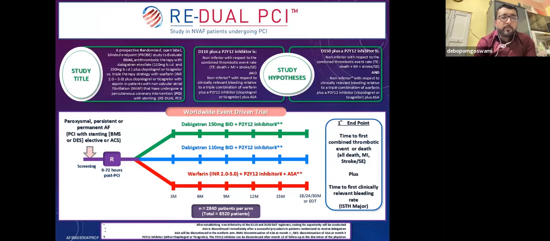Now coming to the REDUAL PCI, again, this was a trial which used dabigatran 150 milligram. There were 3 arms. One was the conventional triple therapy arm, and the other 2 arms were dabigatran 150 milligram twice daily plus a P2Y12 inhibitor. But this was one trial which, for the P2Y12 inhibitor, used both clopidogrel or ticagrelor in some of the patients. Next slide.